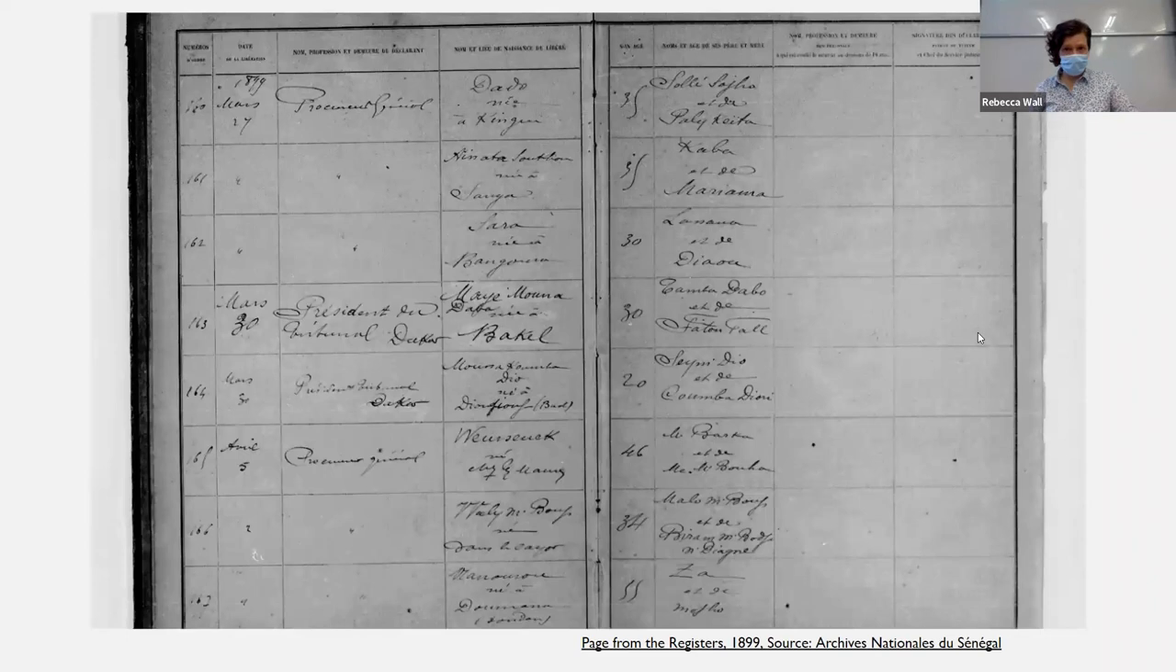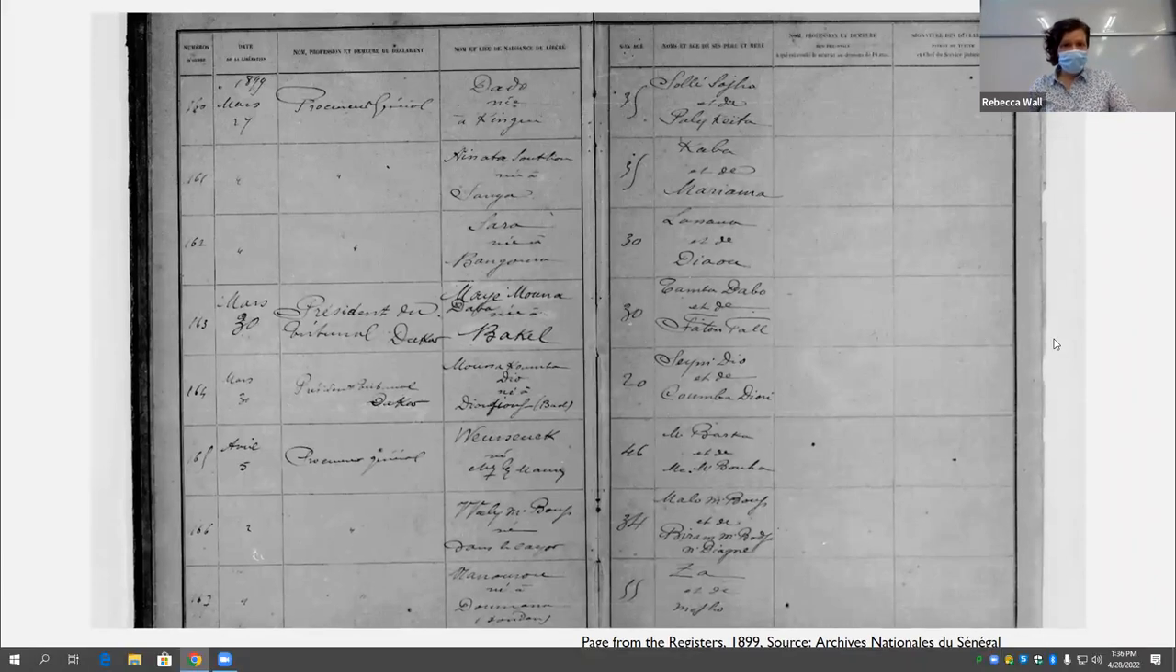Yes, and on that note, this is an example of what the registers actually look like. And so this is really the crux of why we feel that this is an excellent source base for a digital application. Just to explain quickly, each row represents an individual, a human who achieved liberation.